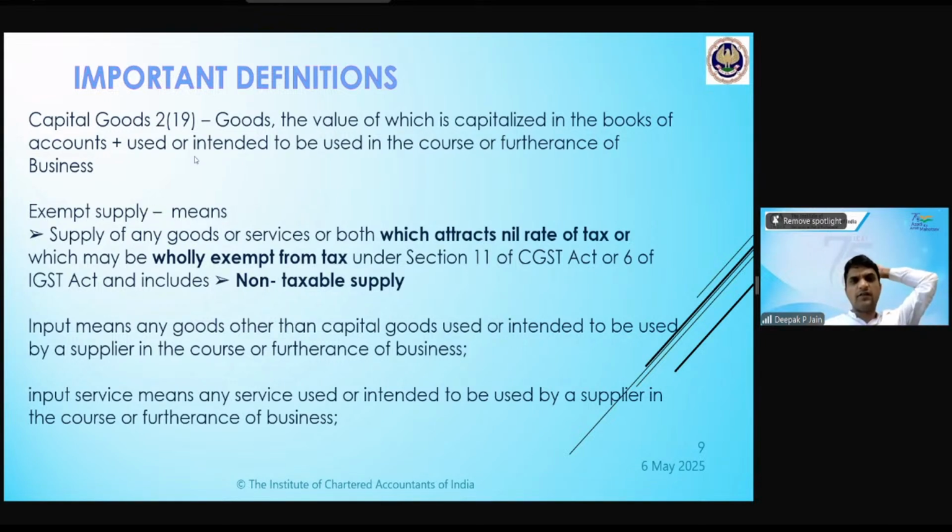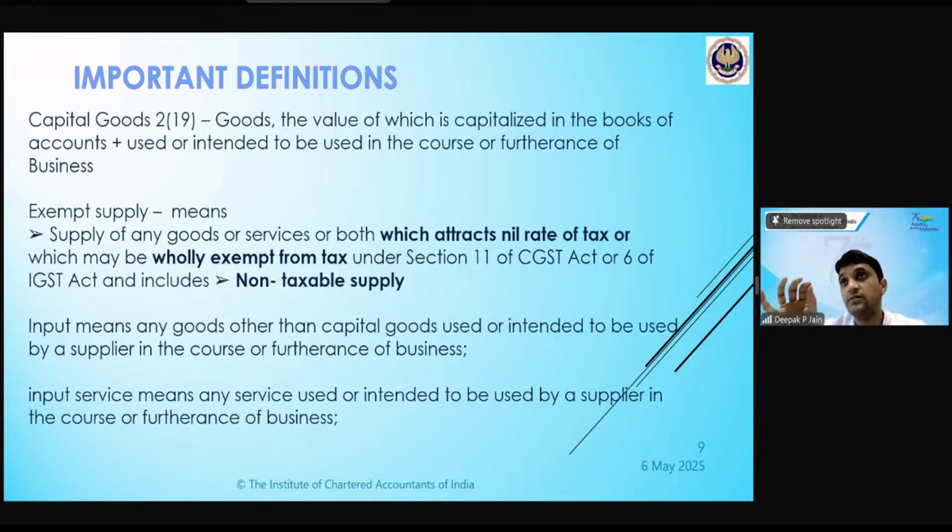Okay. The important definition is what is capital goods, because we know that credit can be claimed on input services and capital goods. So what is capital goods? Capital goods means the goods, the value of which is capitalized in the books of accounts and which is used or intended to be used in the course or furtherance of business. That is capital goods, which is capitalized.